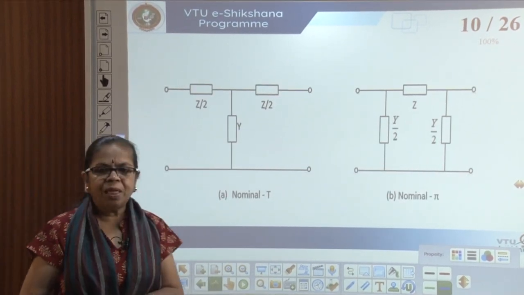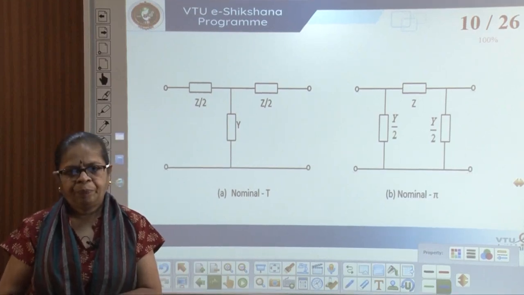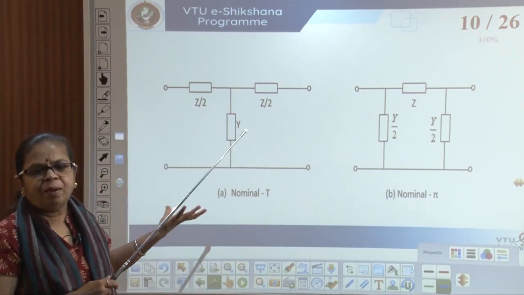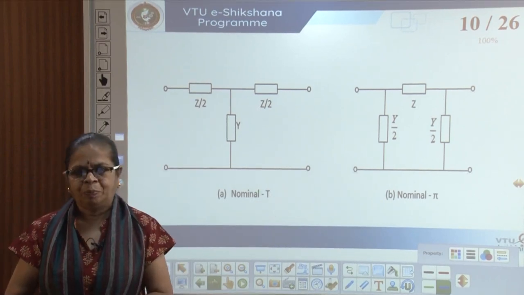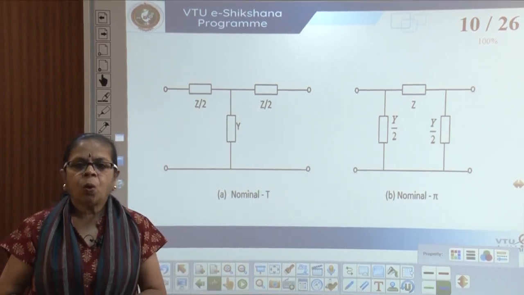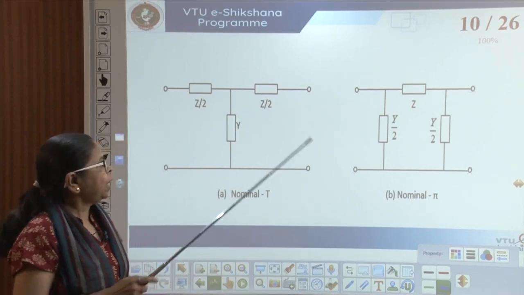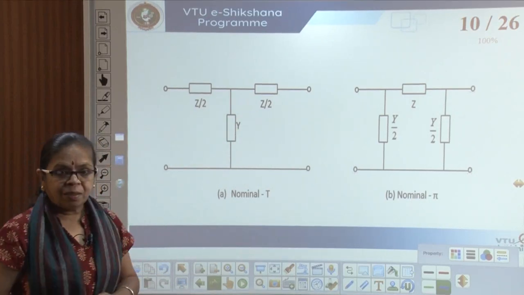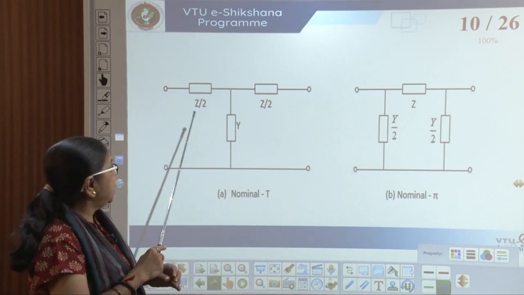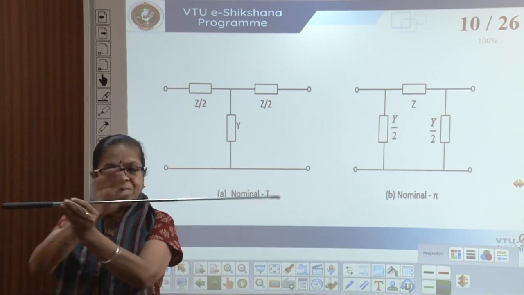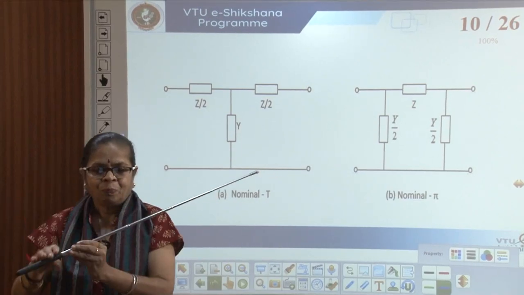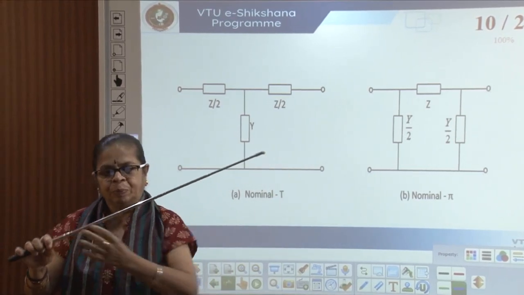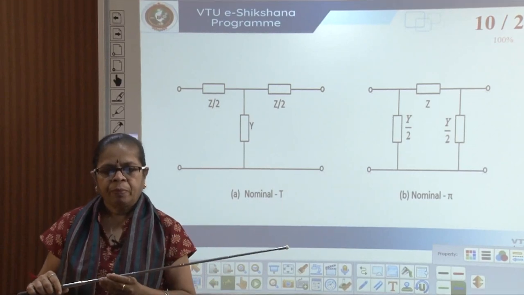So this is the nominal T model. You can see from the name itself why it's called a T, because it's in the shape of a T. So see what the circuit model is. The line impedance, please remember, is not like this. All the resistance, reactance, capacitance, all are distributed. I am lumping it.